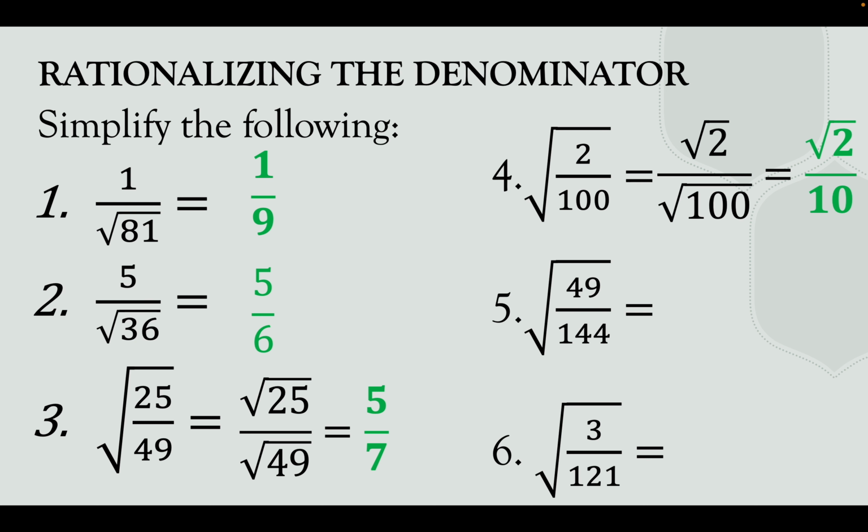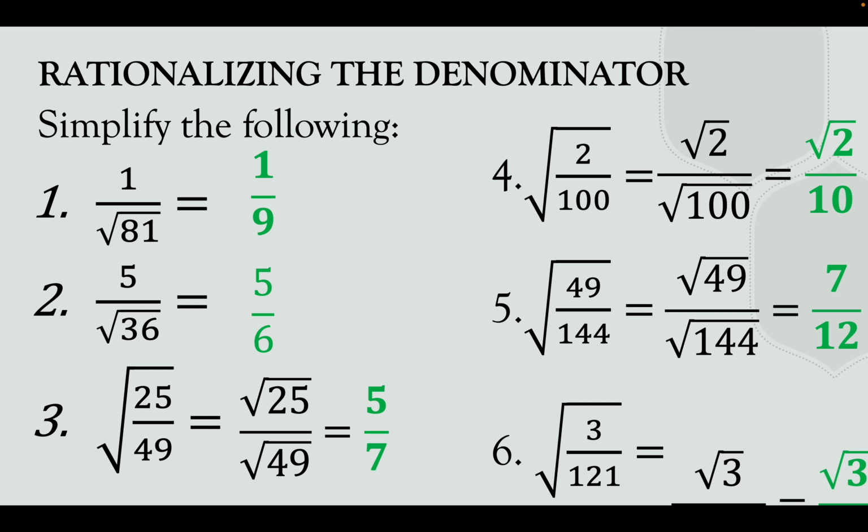Then next we have square root of 49 over 144. So both square root of 49 and square root of 144 are perfect squares. So we have 7 over 12. Square root of 3 over 121. Since square root of 3 is not a perfect square, you can leave that as square root of 3. And then square root of 121 is 11. So we have square root of 3 over 11.